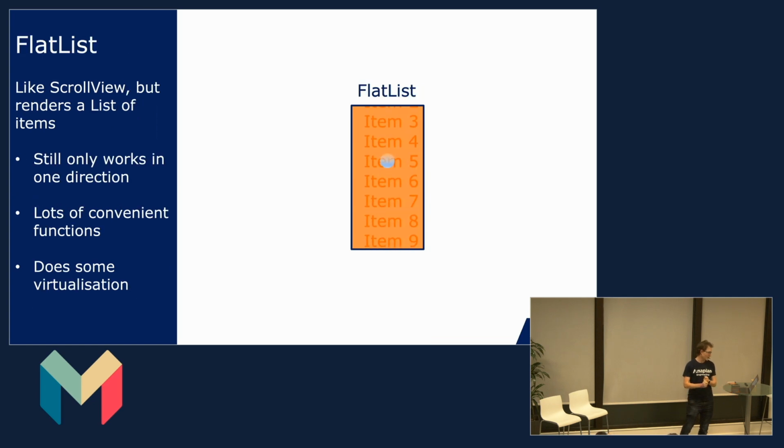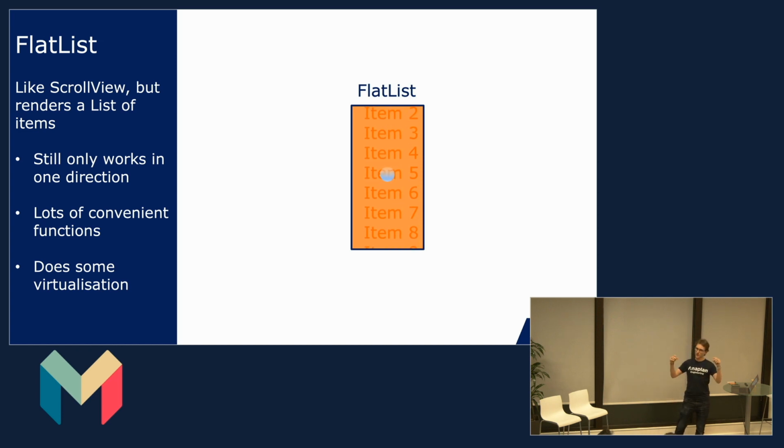The other component that's important for us to talk about is a FlatList. Now, this is very closely related to a ScrollView. In fact, it extends a ScrollView, but it gives us a few more nice bits of functionality. It still only scrolls in one direction at a time, but it gives us lots of convenient functions, and it also does a lot of virtualization for us because it's rendering a list of items rather than trying to render everything at once.